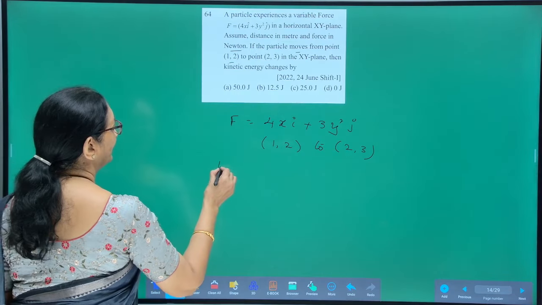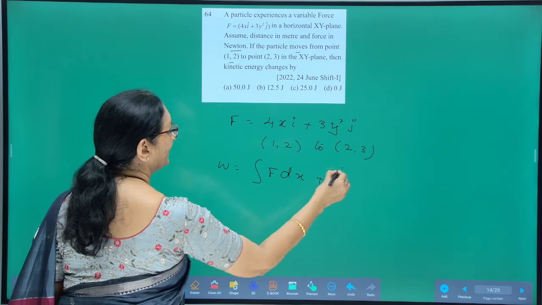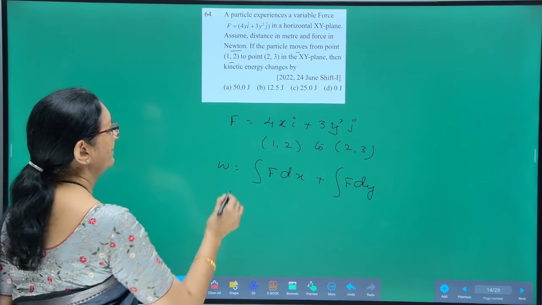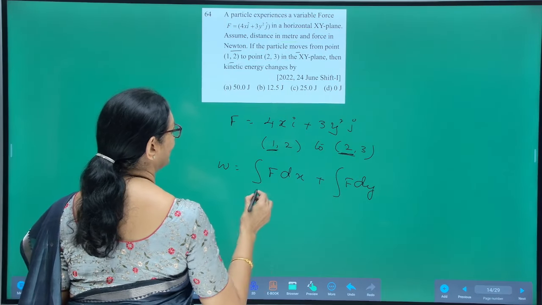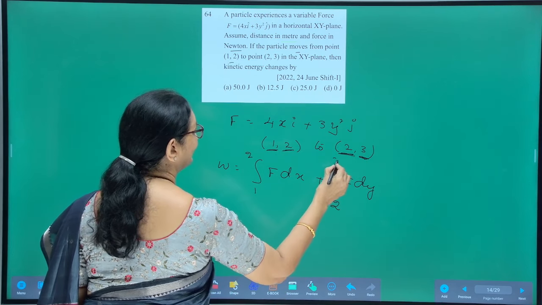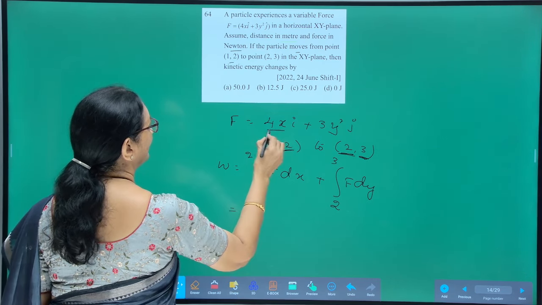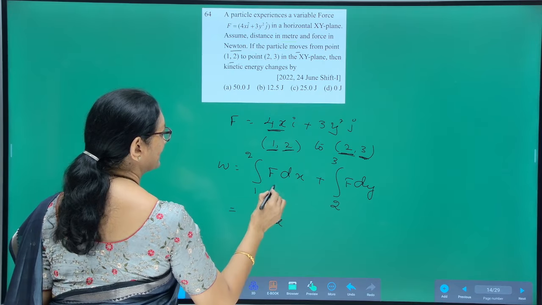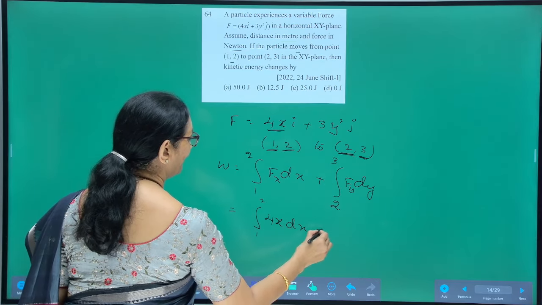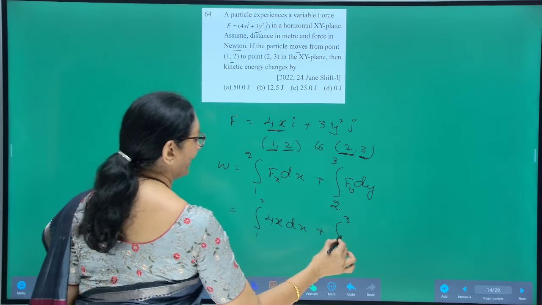So, here work done is equal to integral Fx dx plus integral Fy dy, and you have to substitute the limits. The limits along x are 1 to 2. The limits along y are 2 to 3. So, here integral 1 to 2 of 4x dx, so Fx dx, and this will be Fy dy: 4x dx plus integral 2 to 3, Fy is 3y square dy.